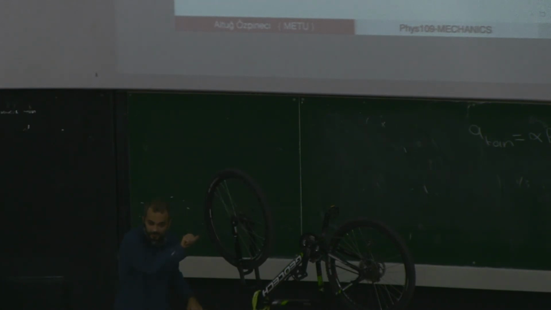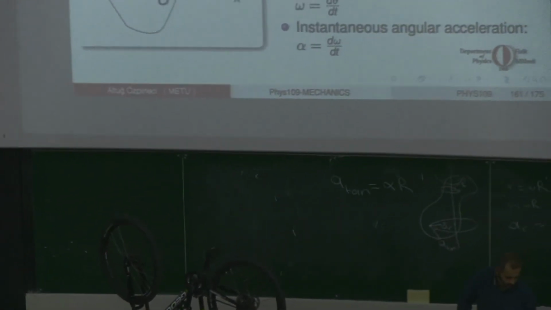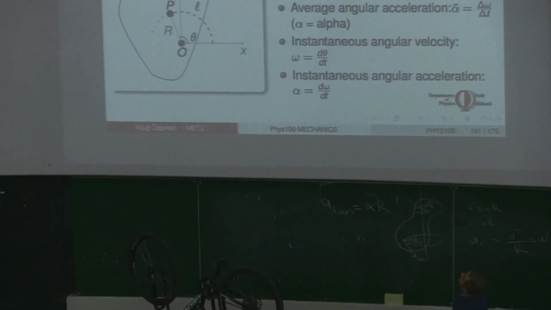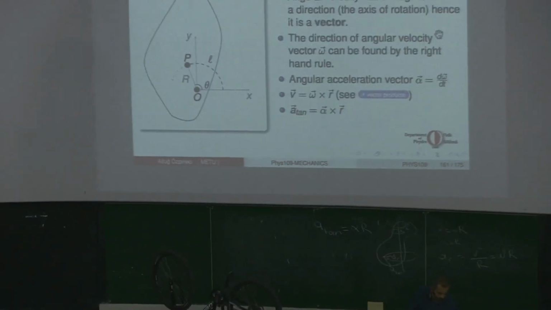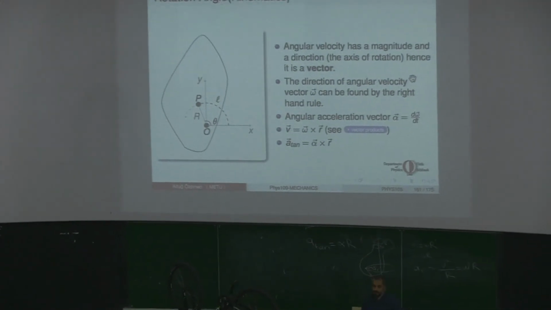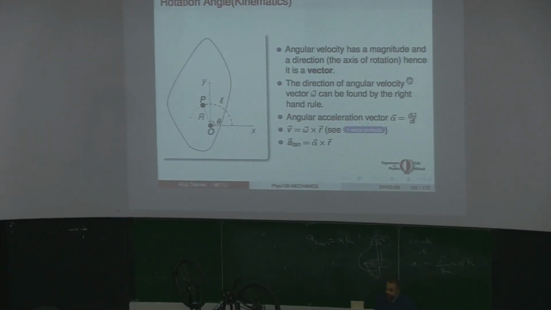It is a vector. The magnitude of that vector we had defined as the rate of change of the angle theta over here. And the direction is found by the right-hand rule. So that specifies our vector uniquely. Angular velocity is a vector. So any questions before we give a break?